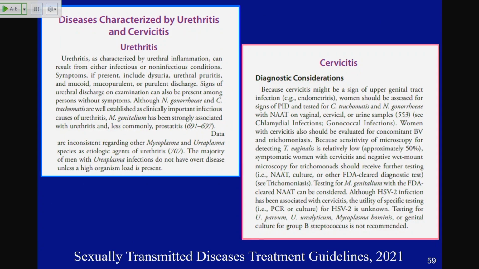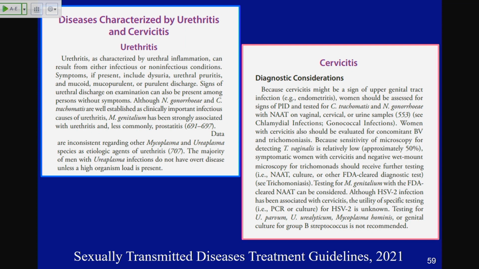All right, so STD treatment guidelines. This was a huge document published by CDC in 2021, and a lot of Geek Squad STD people got really excited when these guidelines came out. So they talk about organisms associated with urethritis and organisms associated with cervicitis.